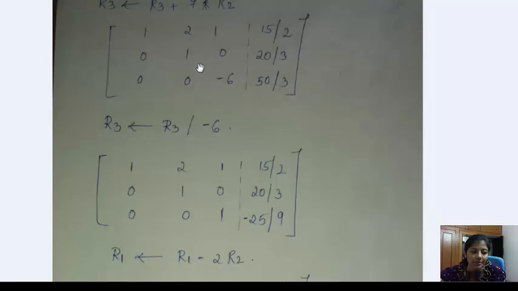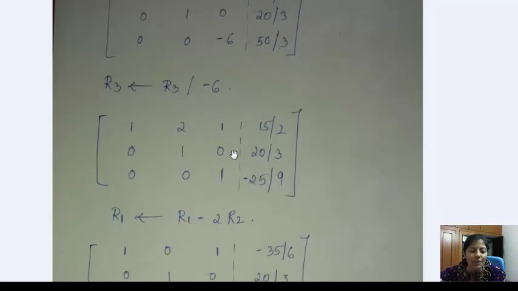I'll get a 0 here and so on. Now I have to make this 6 as 1, so I'll divide the whole equation by minus 6. The whole row is divided by minus 6, and so I'll get a 1 here. Now R2 and R3 have been diagonalized, and we are also having 1 on both the diagonals.